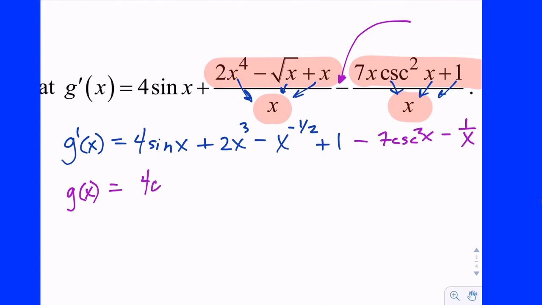Again, if you think it's just 4 cosine of x, that's your guess. You check it. The derivative of 4 cosine is negative 4 sine. You're like, ooh, need to revise. I need a negative in front there to neutralize the unwanted negative.